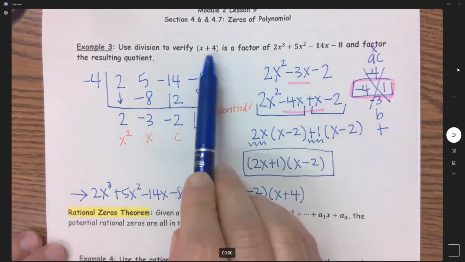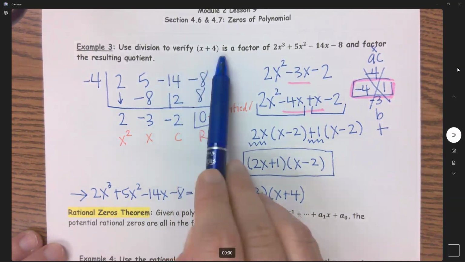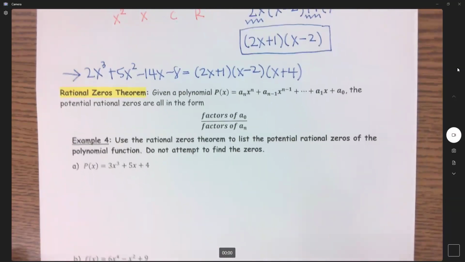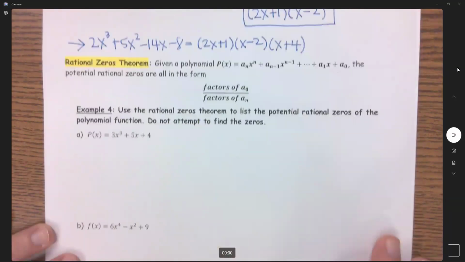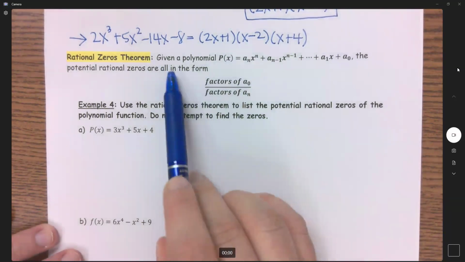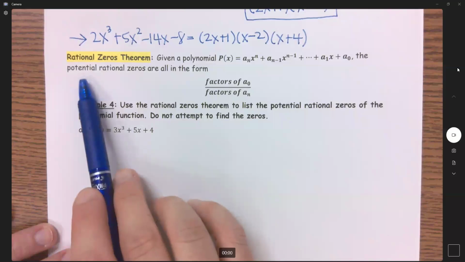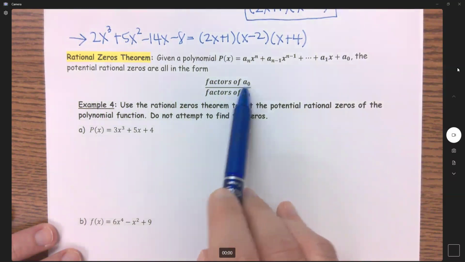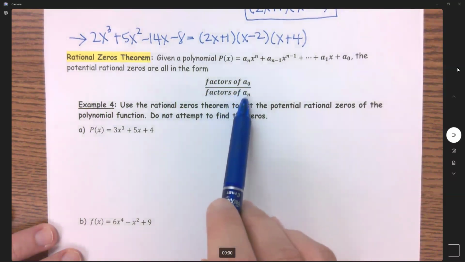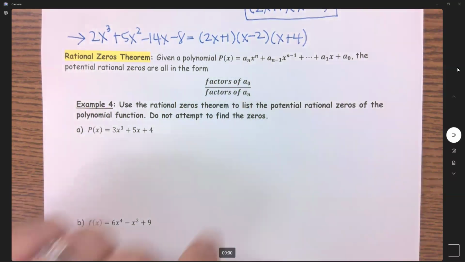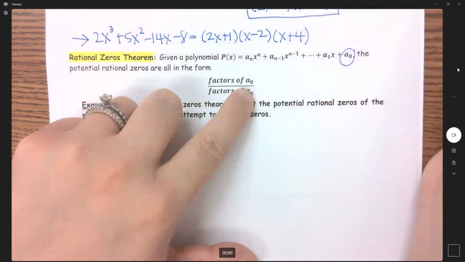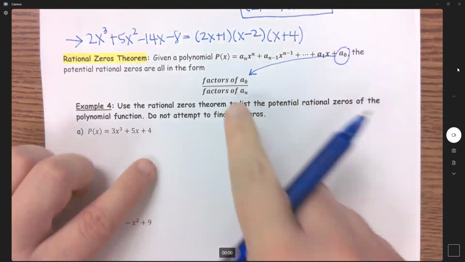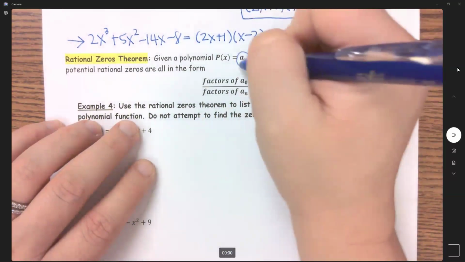So what happens when I am not given this first factor or first 0 to divide out? And that's where this next theorem comes into play, our rational zeros theorem. Our rational zeros theorem says, given a polynomial p of x, the potential rational zeros are in the form of factors of a naught or a sub 0 over factors of a sub n. So what does that mean? My a naught is this back constant right here. And then my a sub n is this leading coefficient.